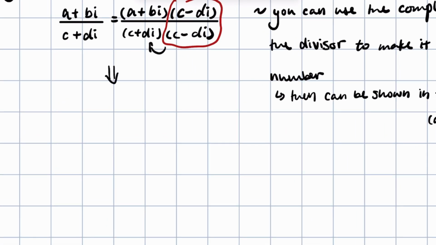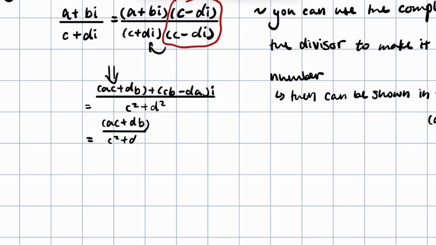First, you go a plus bi over c plus di times c minus di over c minus di, which then you can expand into (ac plus bd) plus (cb minus da)i over c squared plus d squared, which then you can make into two fractions: (ac plus bd) over (c squared plus d squared) plus (cb minus da) over (c squared plus d squared) i.